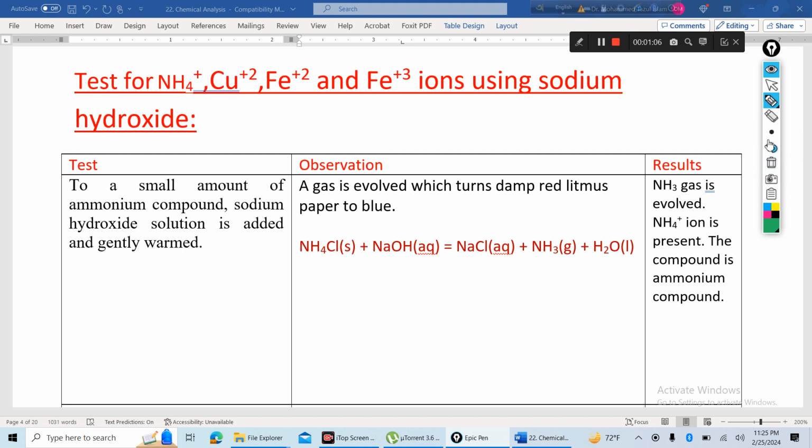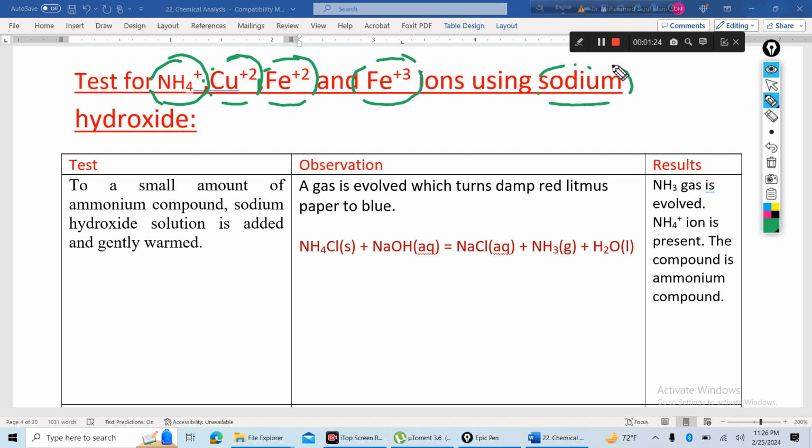Let's move. Test for ammonium ion, NH4+; copper 2 ion, Cu2+; iron 2 ion, Fe2+; and iron 3 ion, Fe3+. The reagent is sodium hydroxide, NaOH.